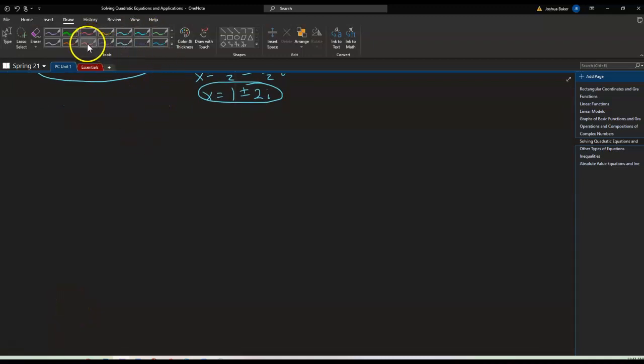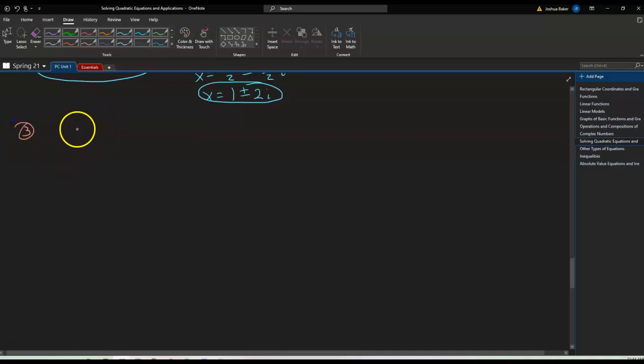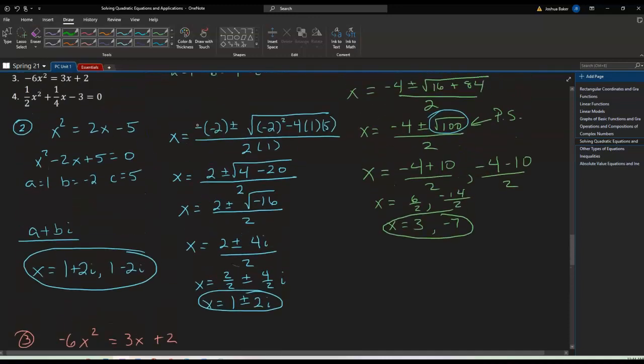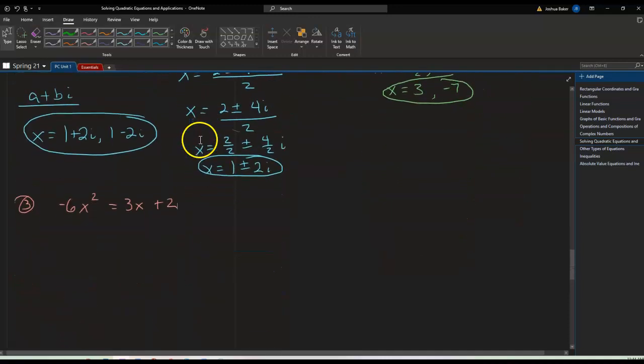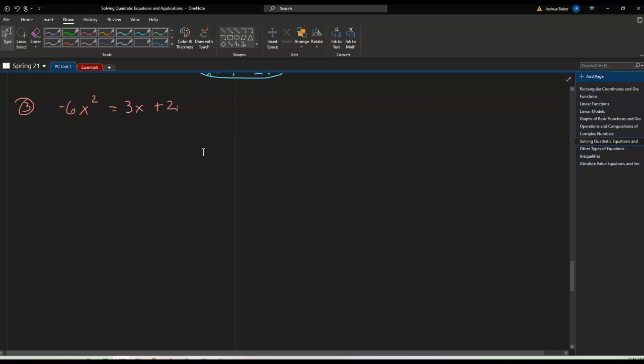So let's go back to that color. I kind of liked it. Okay, so this one is -6x squared equals 3x plus 2. Wait, I am going to have to scroll back up. That was a plus 2, right? Yeah, it was. All right.